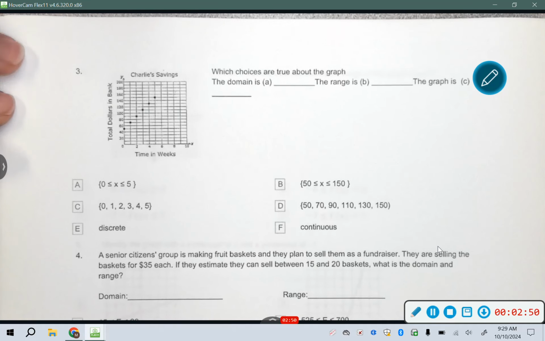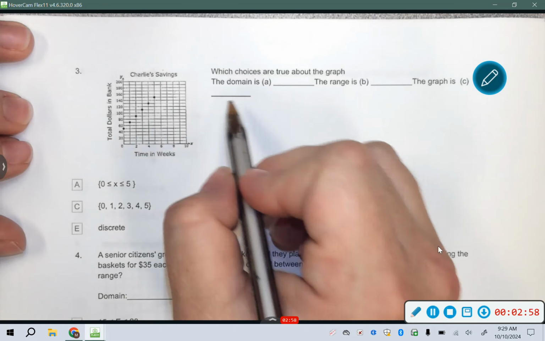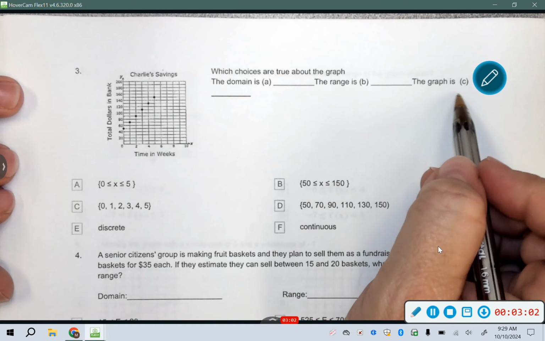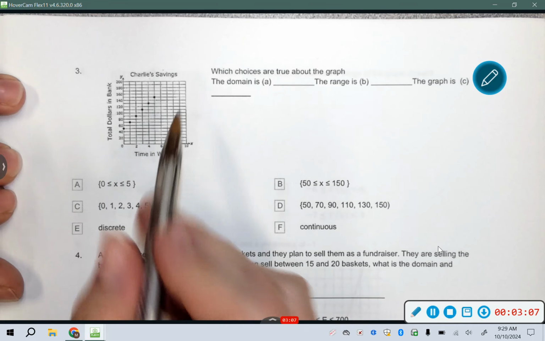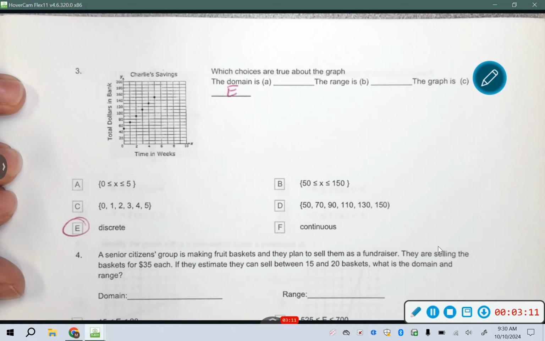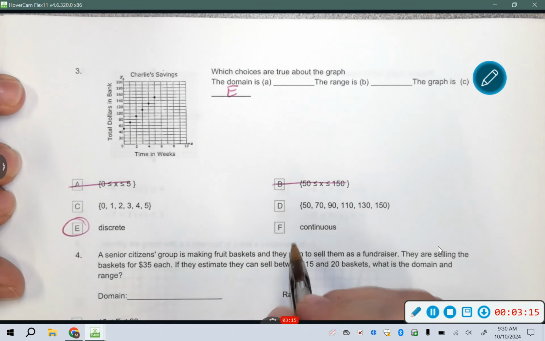Okay, look at number 3. Number 3 says, which choices are true about the graph? The domain is blank, the range is blank, and the graph is blank. Well, let's start with the end. The graph is discrete or continuous? Well, I know it's discrete because it's dots only, no lines. So my graph is discrete. So I know I can cross off A and B because those are continuous answers.